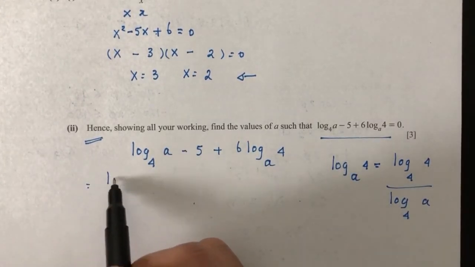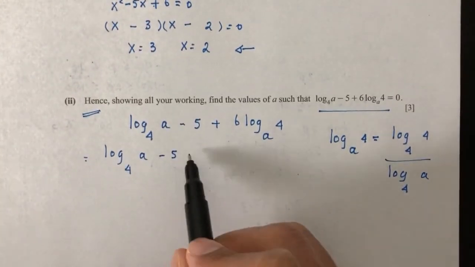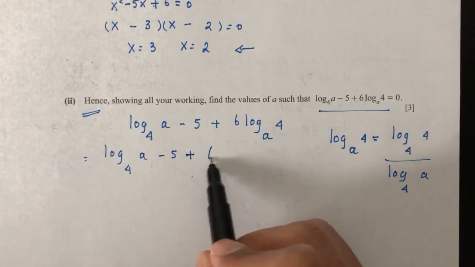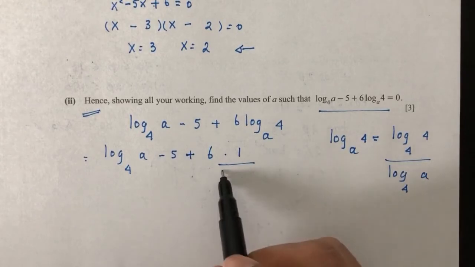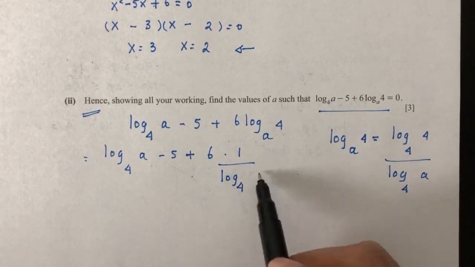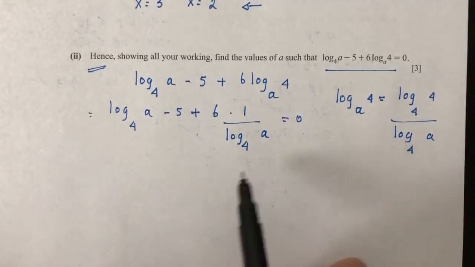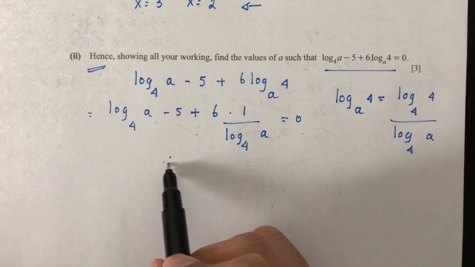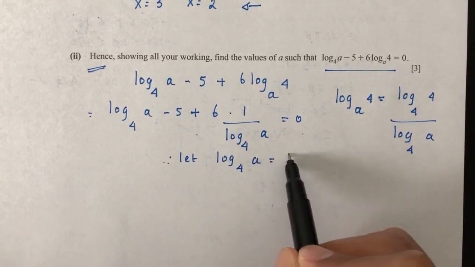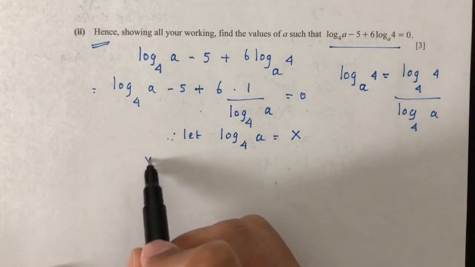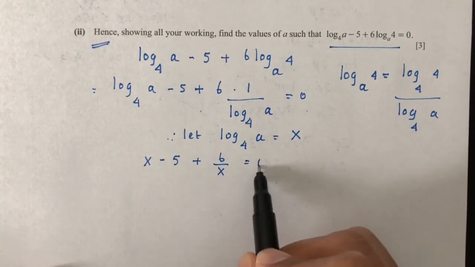So let's replace: log 4 of a minus 5 becomes plus 6. Log 4 of 4 is 1, divided by log 4 of a. That is equal to 0. So one step you can do is let log 4 of a equal x. So what do you have? You have x minus 5 plus 6 over x equal to 0.